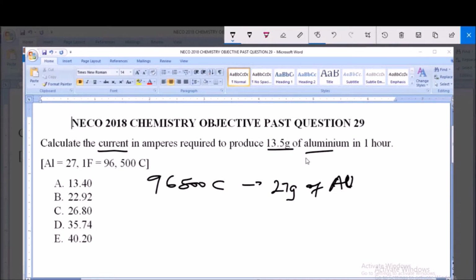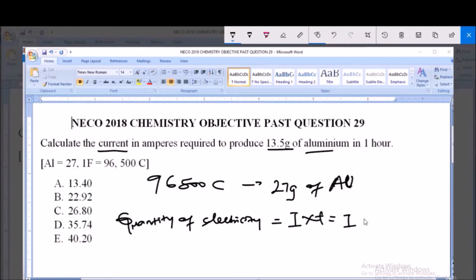Now, the quantity of electricity used to produce 13.5 gram, which is in coulomb, is equal to the current multiplied by the time. The time is 1 hour, that is 60 seconds times 60 minutes, and this is equal to 3600 I, in coulomb. So we can say therefore 3600 I coulomb will give 13.5 gram of aluminium.